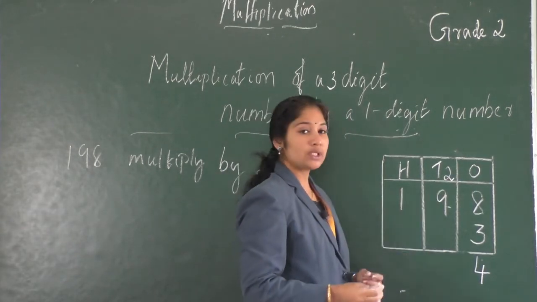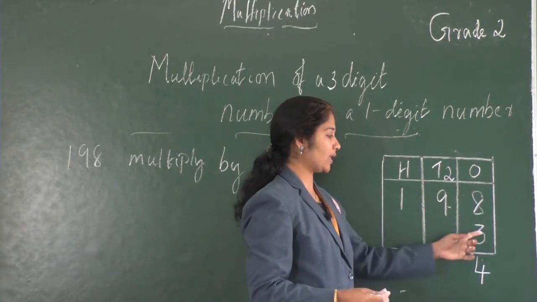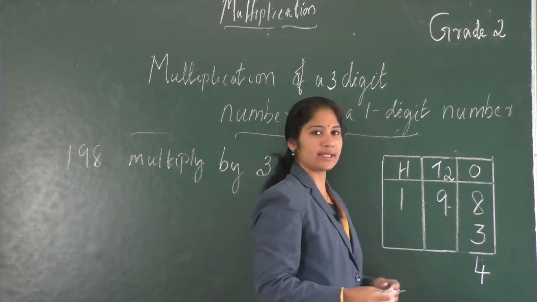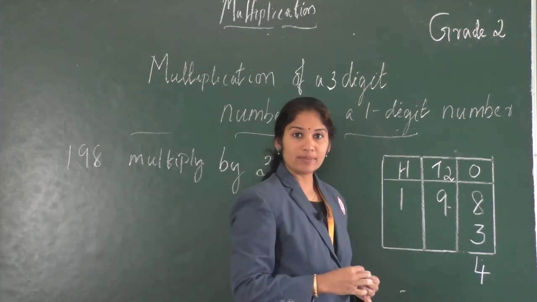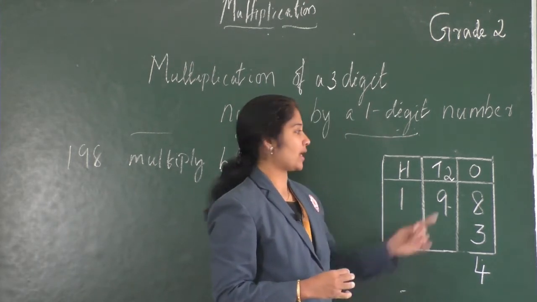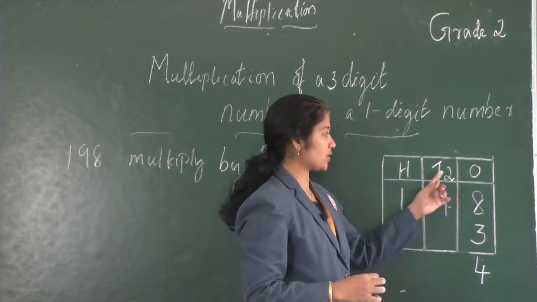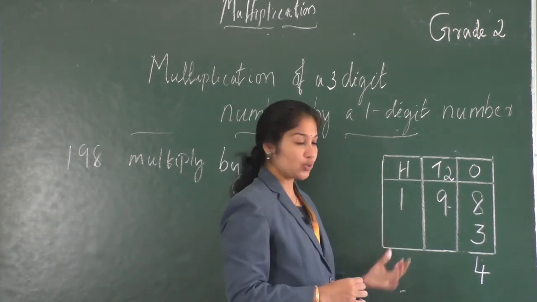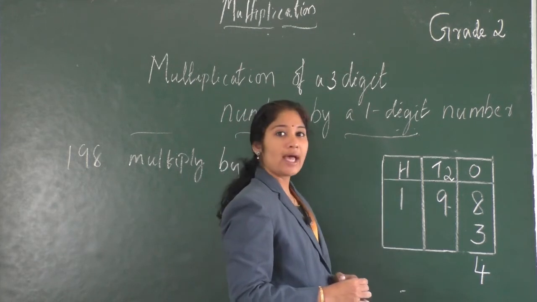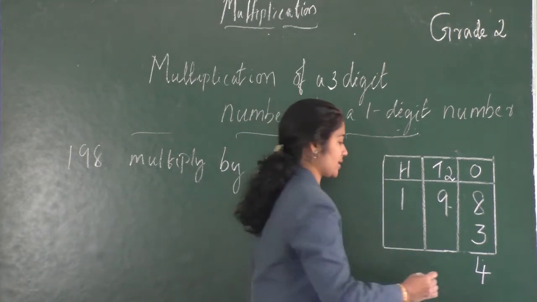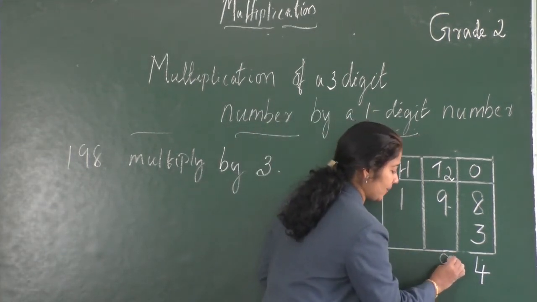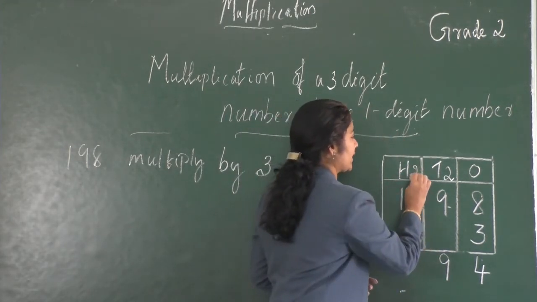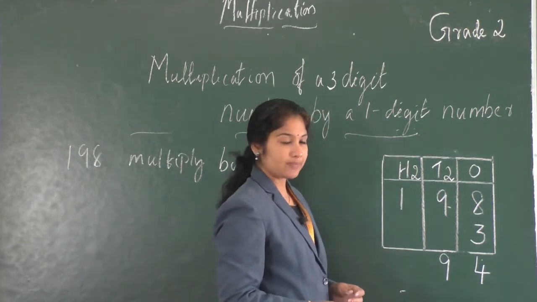Next, which place do we have to multiply? Yes, tens place. Tens place we have 9 and 3. What is 9 into 3? Yes, 27. And 2 carryover is there. 27 plus 2, 29. 29 we can regroup into 2 hundreds and 9 tens. So 9 tens we can write at the tens place and 2 hundreds we can write at the hundreds place.